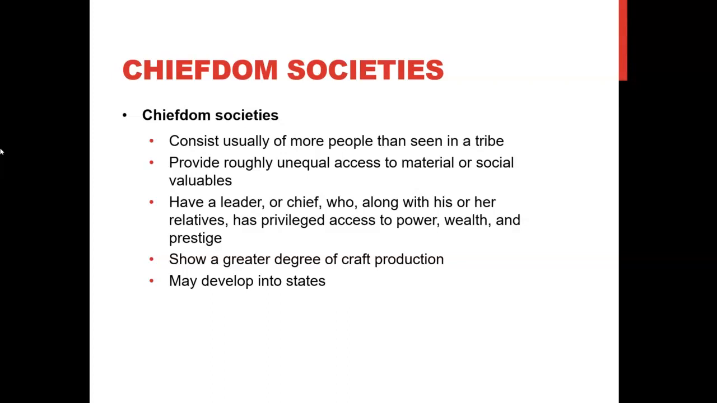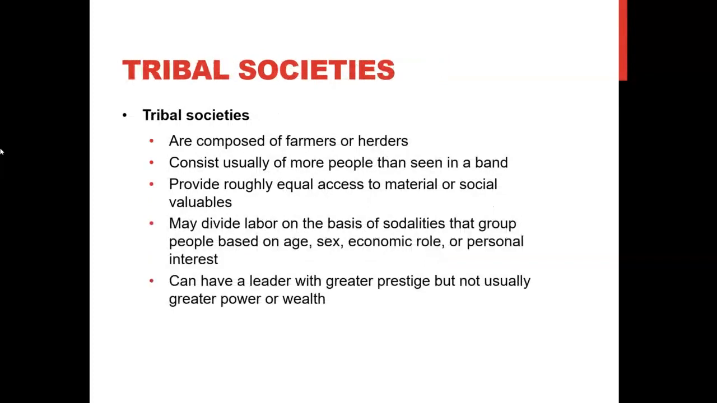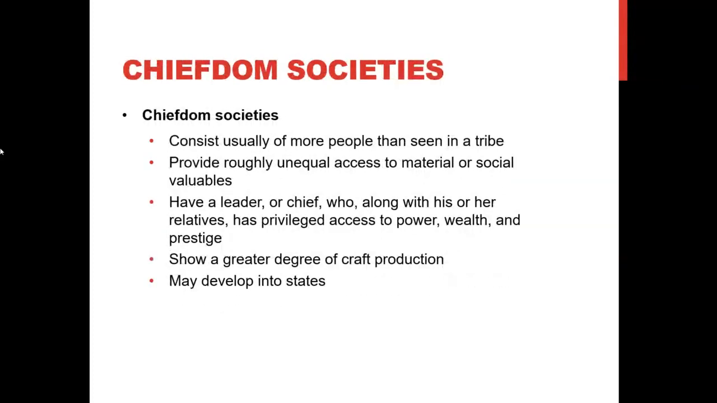And finally, may develop into states. Now, this is an interesting point, right? May develop into states, because if you notice these past two, band society doesn't have it, it's going to turn into tribe society, and tribe society doesn't have it, it's going to turn into a chief society. Why does chief society say it's going to turn into a state? The answer is quite easy. It's just because people die really easily, right?